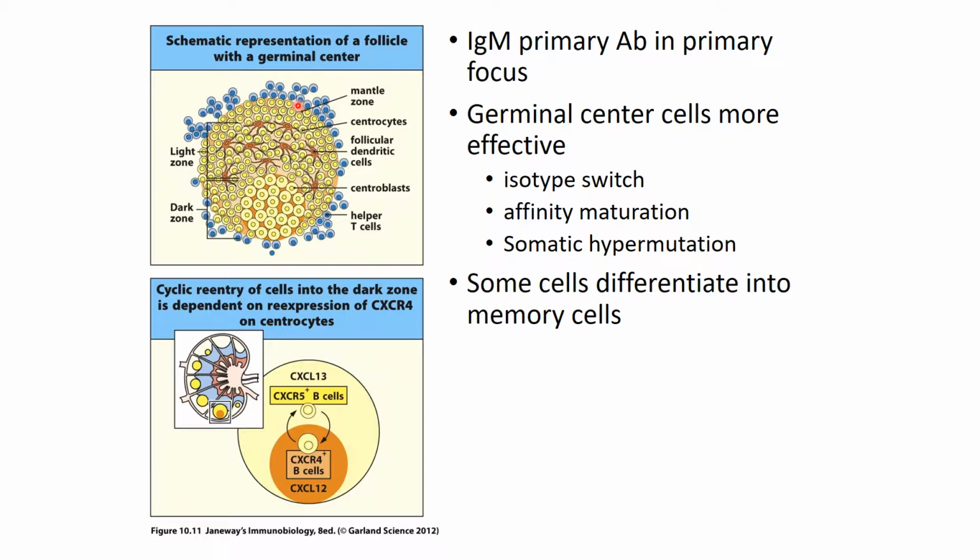The light and the dark zone is going to be dependent upon whether we're looking at centrocytes or centroblasts. The centrocytes are going to have the follicular dendritic cells stimulating them, trying to get them to become antibody secreting cells. And then we have the centroblasts.